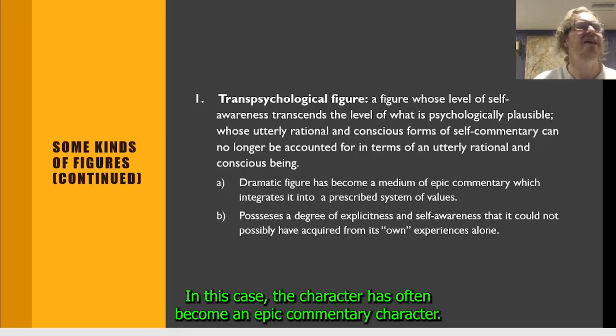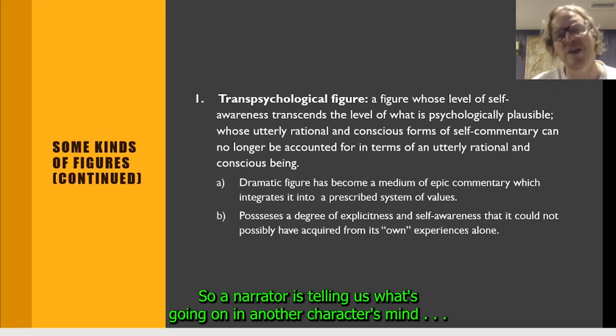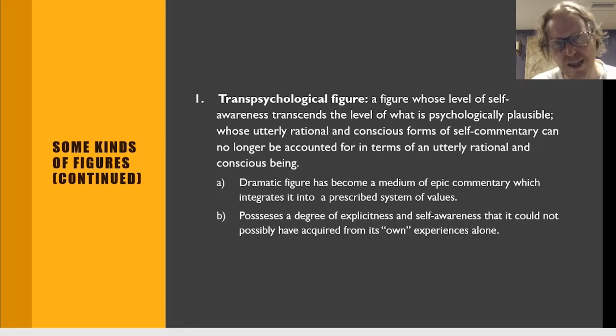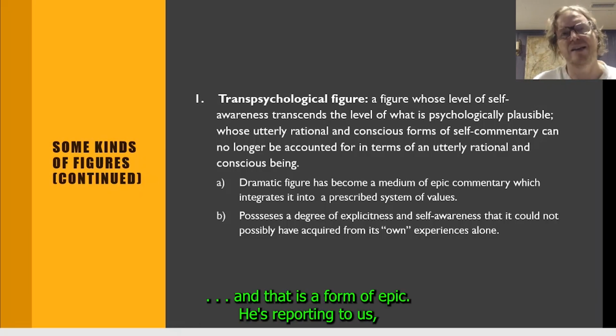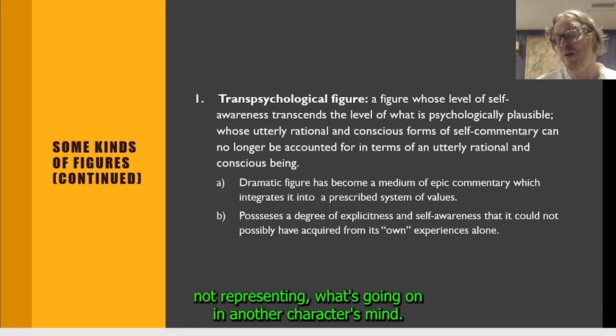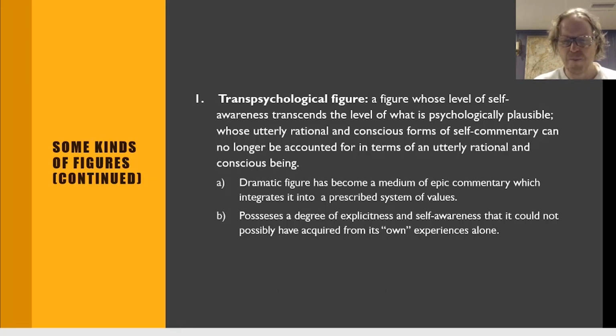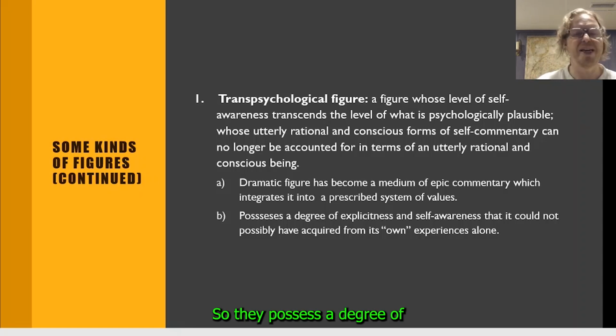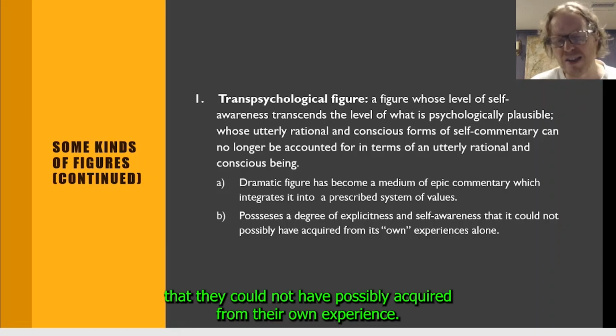In this case, the character has often become an epic commentary character. So a narrator is telling us what's going on in another character's mind, and that is a form of epic. He's reporting to us, not representing what's going on in another character's mind. So they possess a degree of awareness and cognizance that they could not have possibly acquired from their own experiences.